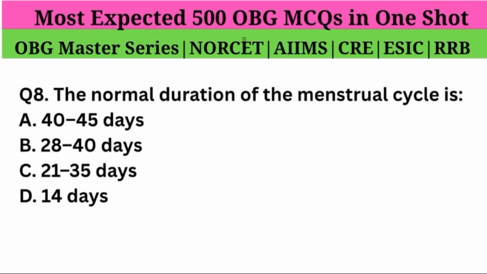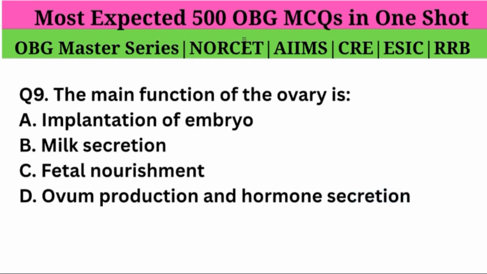Next question. The normal duration of the menstrual cycle is? Your correct option is option C, 21 to 35 days. Next question. The main function of the ovary is? Your correct option is option D, ovum production and hormone secretion.